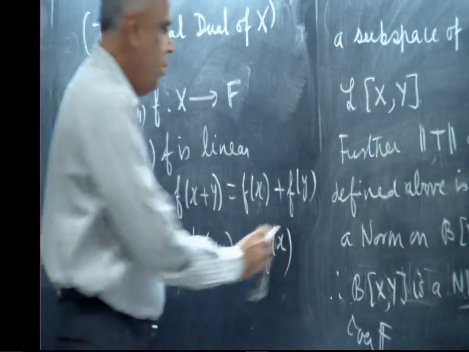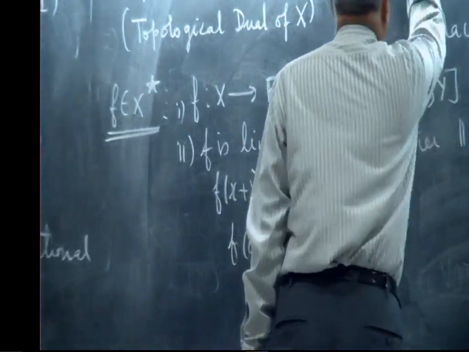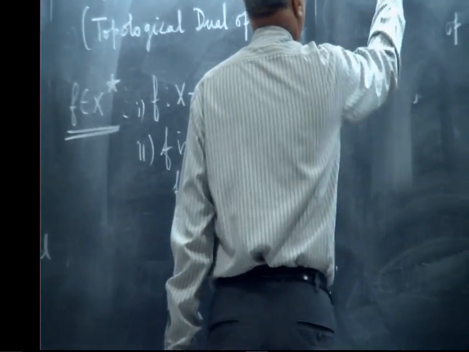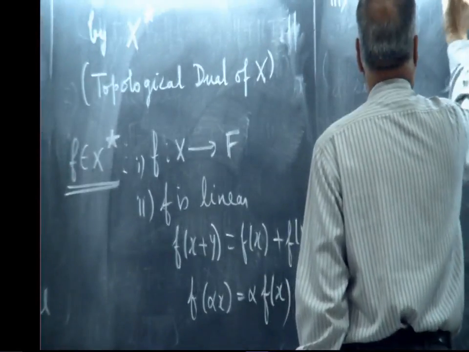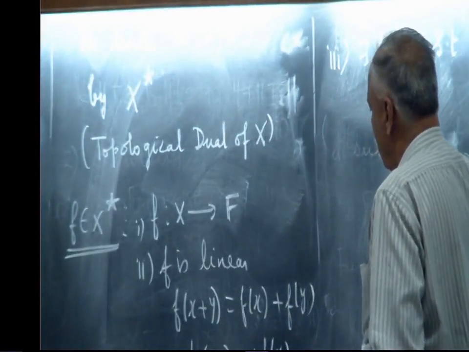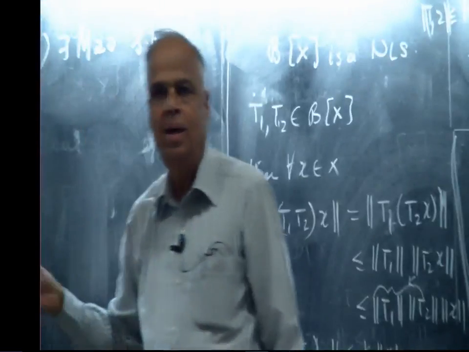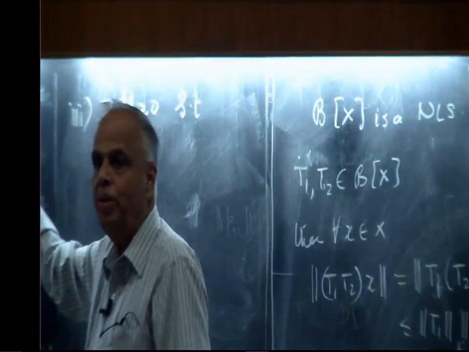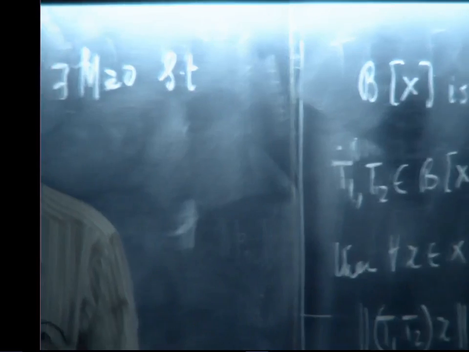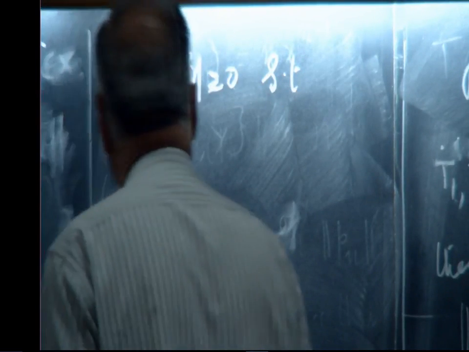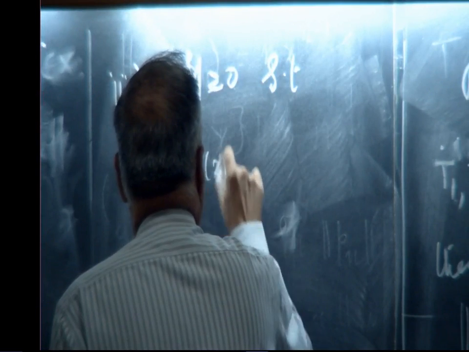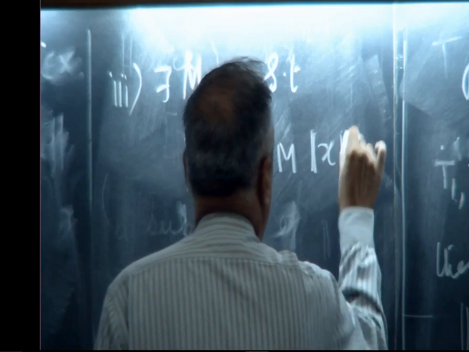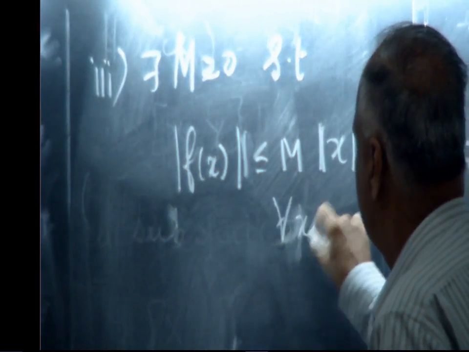Okay. Then it is bounded. What does that mean? There exists an M greater than or equal to 0 such that the norm of f of x, what is the norm here? It is just the modulus, since f of x is a real or complex number. So, mod f of x is less than or equal to M times norm x for every x in X.